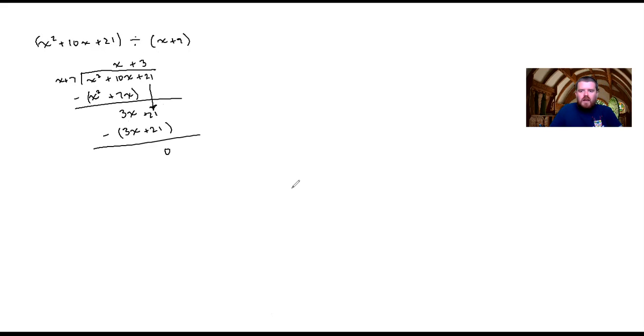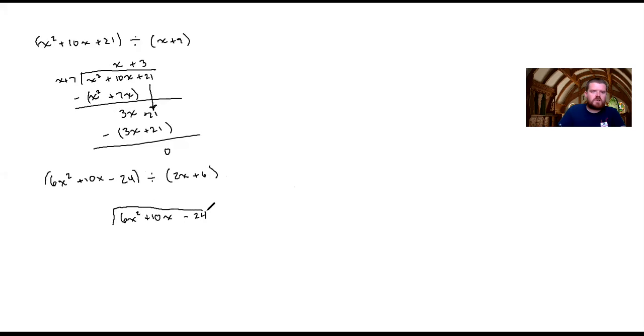Let's go ahead and look at another example. Okay, let's do another example. 6x squared plus 10x minus 24. And we're going to divide that by 2x plus 6. So the first term is going to go inside. Second term is going to go outside. And then just like before, we are going to divide, multiply, subtract.